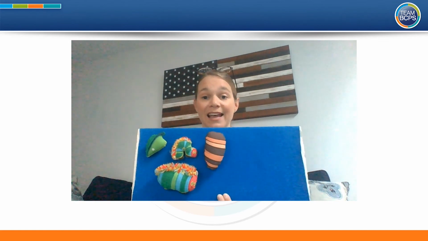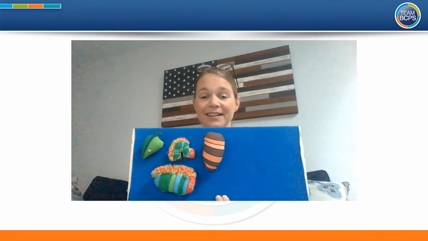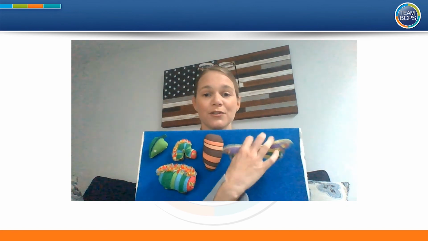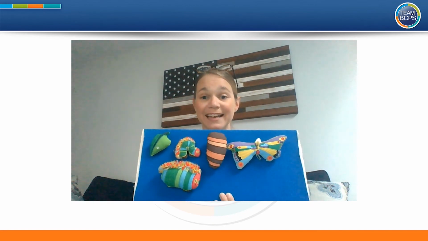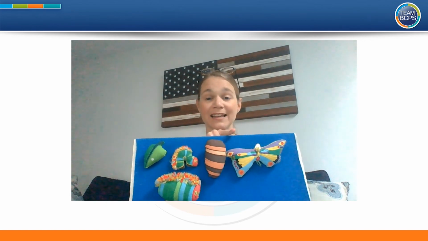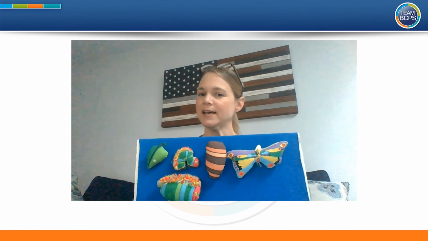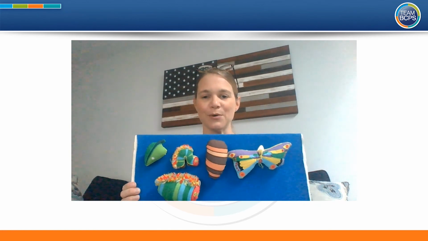What was the last stage in the life cycle of a caterpillar? If you said butterfly, you are correct. A beautiful butterfly came out of the cocoon. We did it. We sequenced the life cycle of caterpillar to butterfly. And what does that word sequence mean again? Do you remember? That's right. It means to put in order. You did it. Way to go.